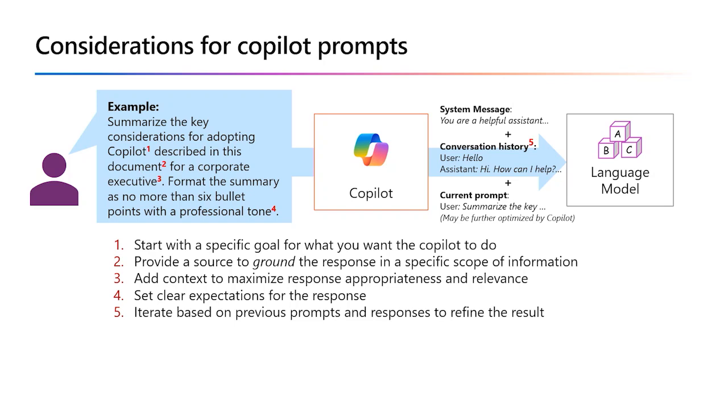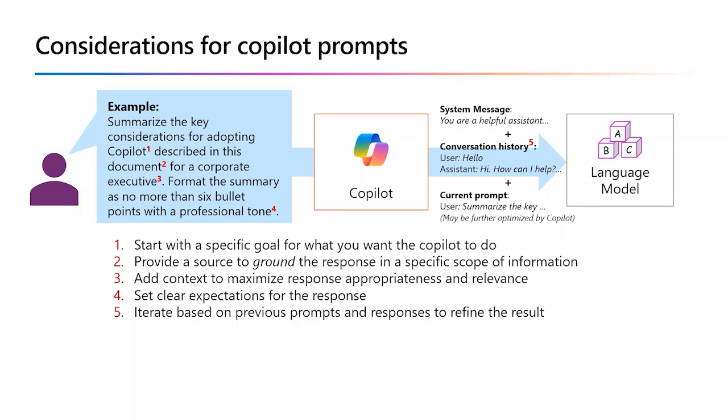You want to provide a source to ground your response in, so a specific scope of information. This will help ensure the response is based on real data. And add context. Context is key. This can help the language model craft an appropriate response. Then set clear expectations for the response. Be very explicit about the format and scope of the expected results. Iterate based on your past prompts and responses to refine your output.